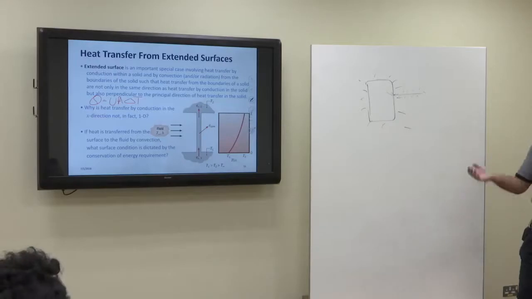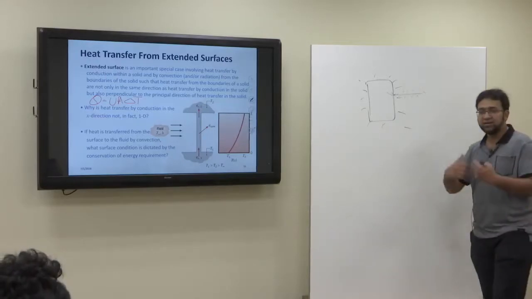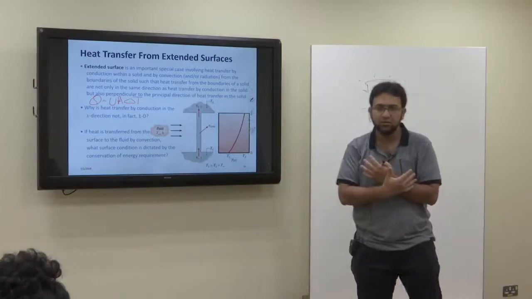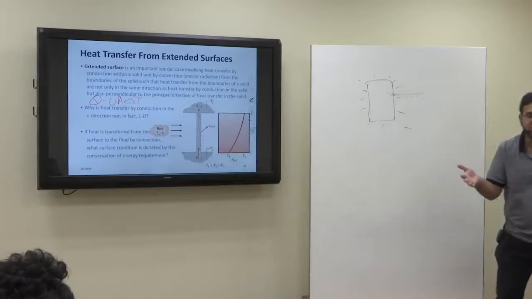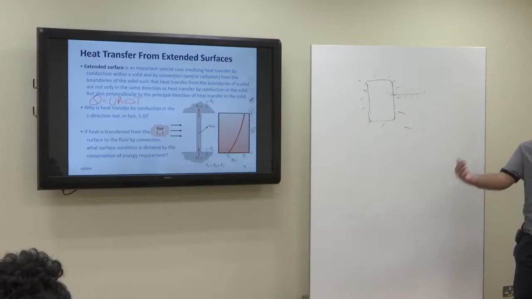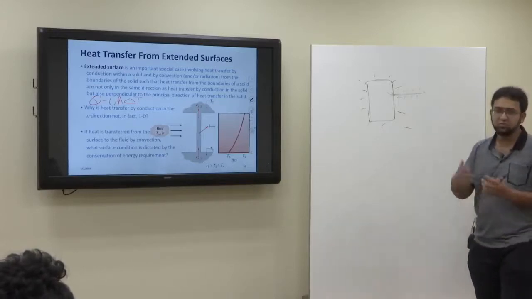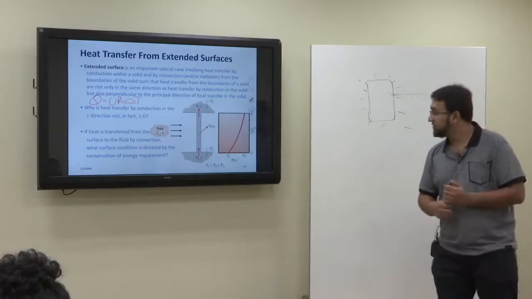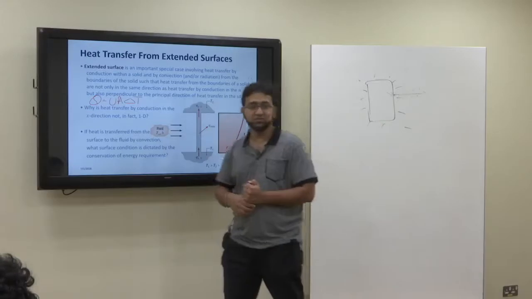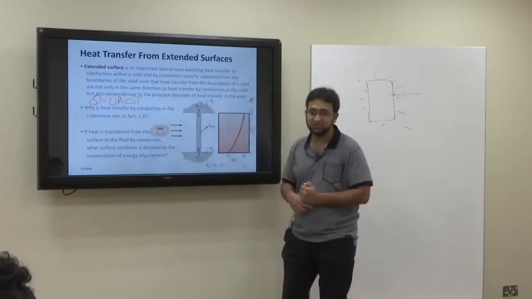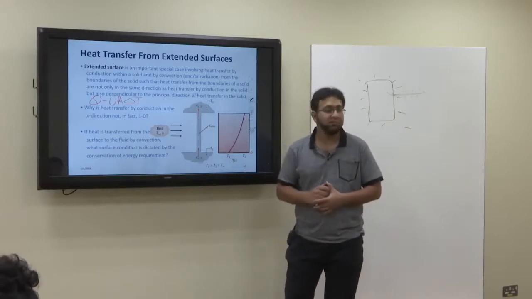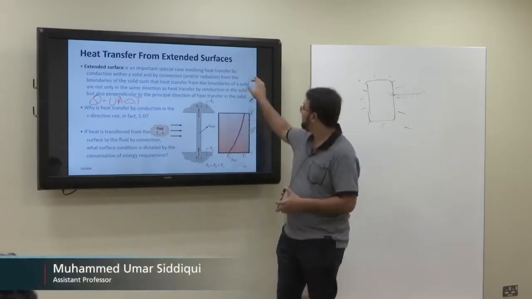Either to reject the heat, or sometimes to gain the heat. Because even for gaining the heat, you need a surface area over which heat can go in. If the surface area is less, how much heat can go in? So sometimes you need to increase the surface area so that more heat can go in. So it's both ways around. Is it clear? Okay. So that is the main purpose. That is the main reason why we need an extended surface. And these extended surfaces are known as fins. Now there are many different kinds of fins. Let's first talk about them.